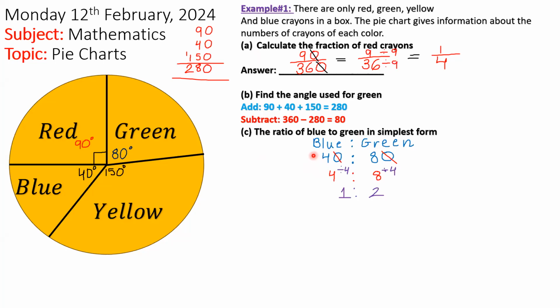We got 1 to 2 because the blue equals 40 degrees and the green equals 80 degrees. And in order to get the simplest form, we had to cross out the zeros, basically divided by 10. And then it equals 4 to 8. The ratio is 4 to 8, so it's still not in its simplest form. So we still divide it by 4 and it equals 1 to 2. 1 to 2, very good. So the answer is going to be 1 to 2.